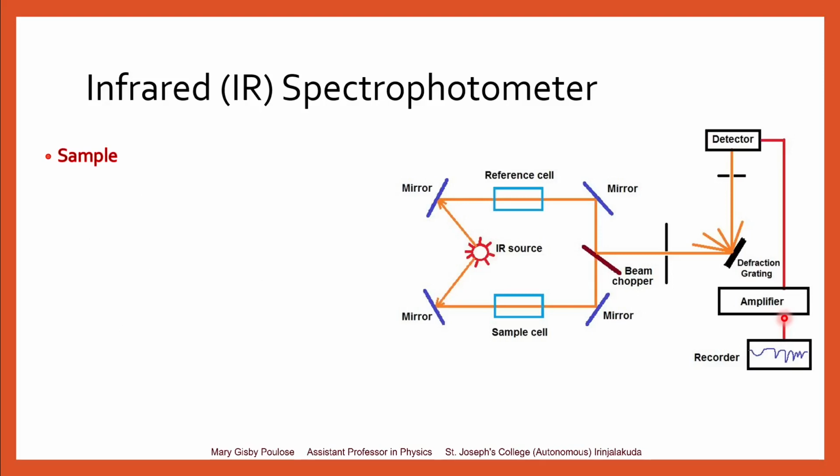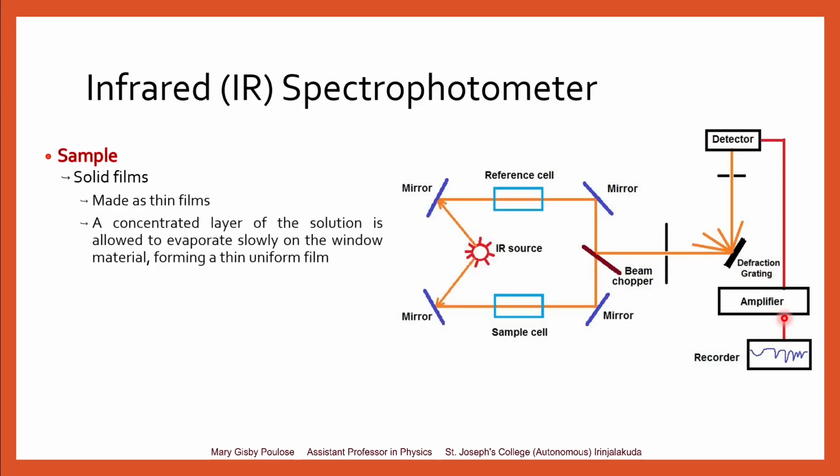Now the next technique of taking the sample is solid films. Here the sample is made into thin films. A concentrated layer of the solution is allowed to evaporate slowly on the window material. Window material is like a glass plate, but it is not made of glass, it is made of mineral salts. So on that thin sheet, a concentrated layer of the solution is allowed to evaporate slowly, and upon evaporation it will form a thin uniform film.